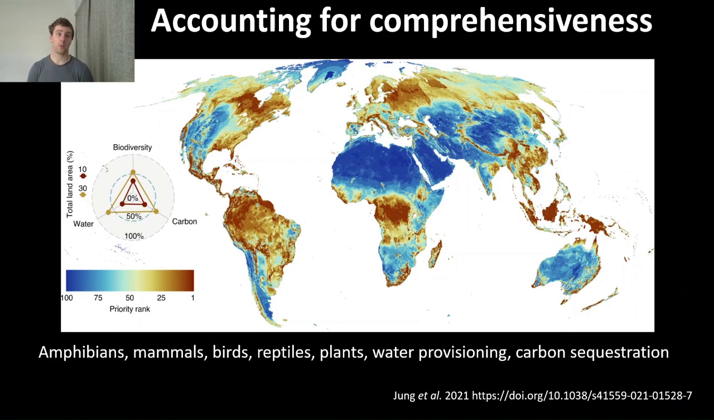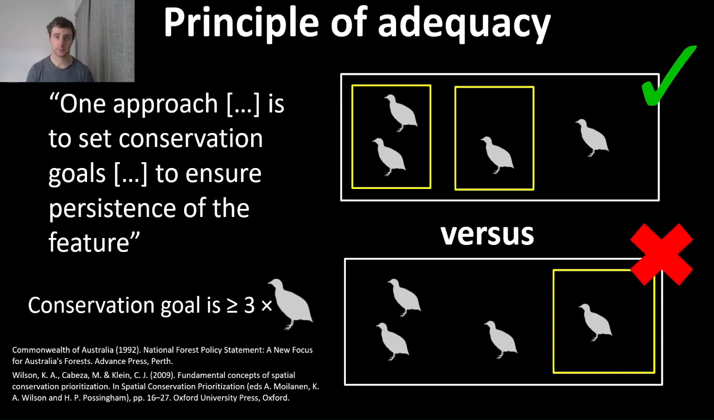And the way that you account for comprehensiveness is by getting a lot of data on different species, habitat types, and ecosystem services. So this is one example where a paper looked at global prioritization using data on amphibians, mammals, birds, reptiles, plants, water provisioning, and carbon sequestration.